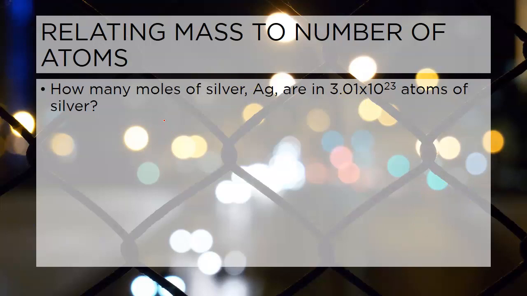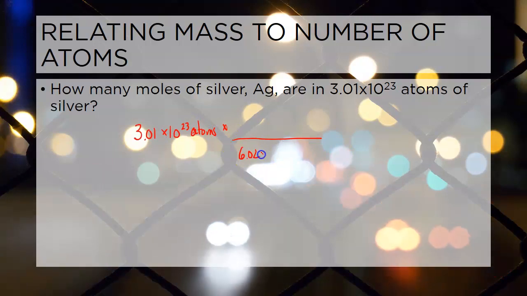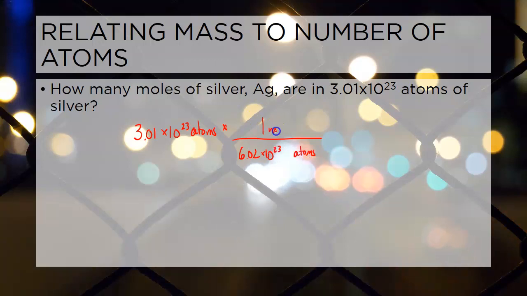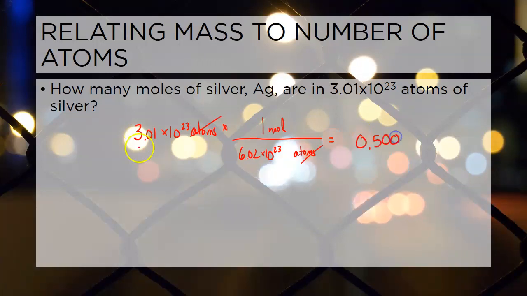So 3.01 times 10 to the 23rd atoms divided by 6.02 times 10 to the 23rd atoms in 1 mole. Atoms go away. And they gave us this conveniently half of 6.02. We know that that's going to be 0.5. I should convert that into the correct sig figs because there are 3. It's going to be 0.500 moles, a half a mole.